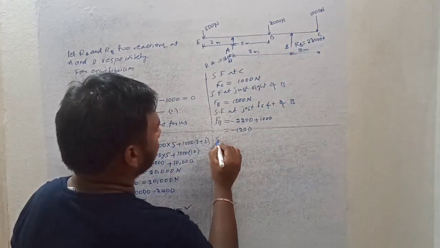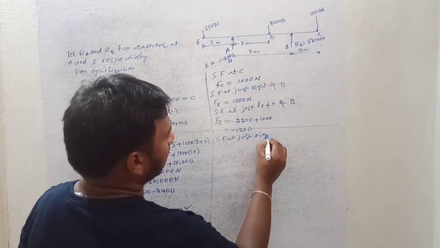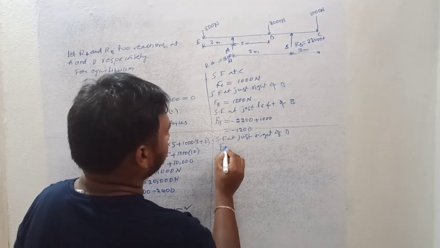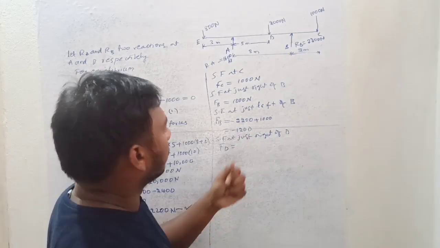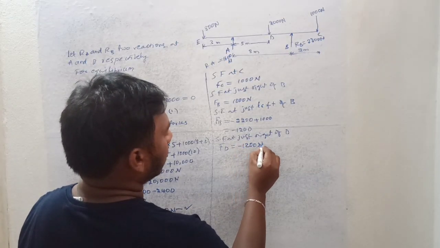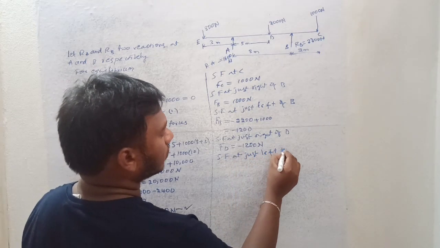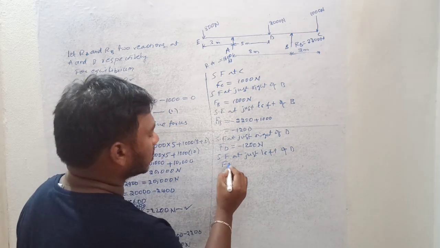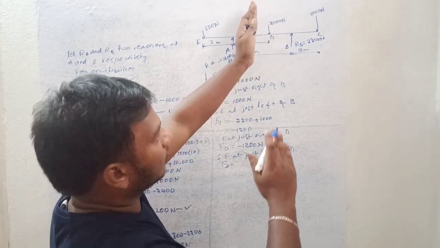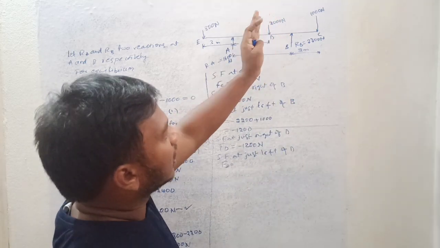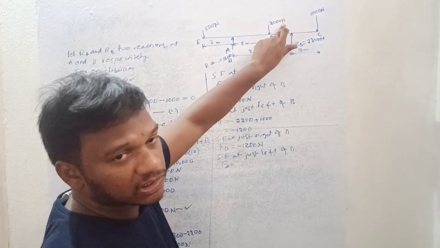Okay, so now shear force at just right of D, that is F suffix D equal to minus 1200 only. And shear force at just left of D, that is also F suffix D equal to, if I take a cross section just left of D, and if I take the right of the cross section, then this 2000 Newton is also included, right?